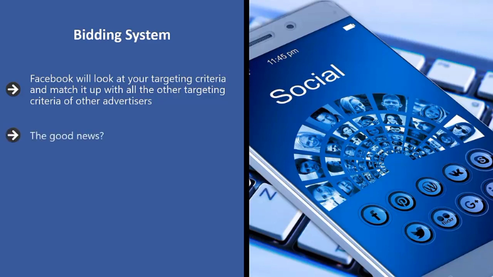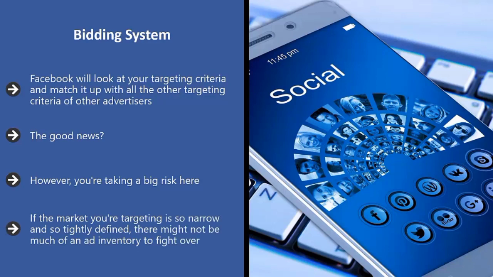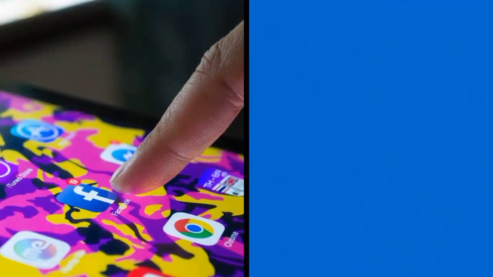The good news? You may be outbid for ad inventory, but there's a daily spending cap. So if your competitor already maxed out their ad spend, technically speaking, your cheaper ads could show up. However, you're taking a big risk here. You're assuming that there will still be inventory left over. If the market you're targeting is so narrow and so tightly defined, there might not be much of an ad inventory to fight over. In that situation, you can bet that your competitor will basically suck up all the available inventory and your ad won't show.